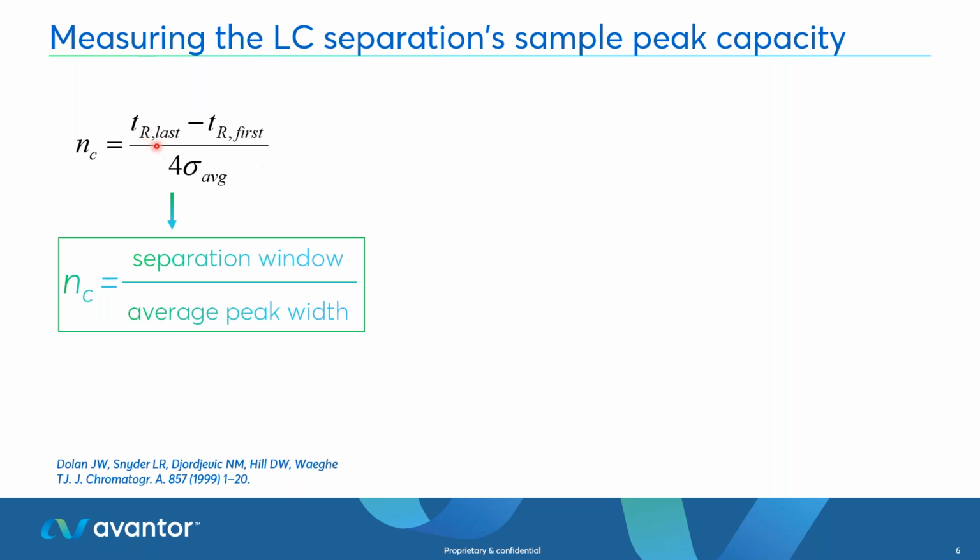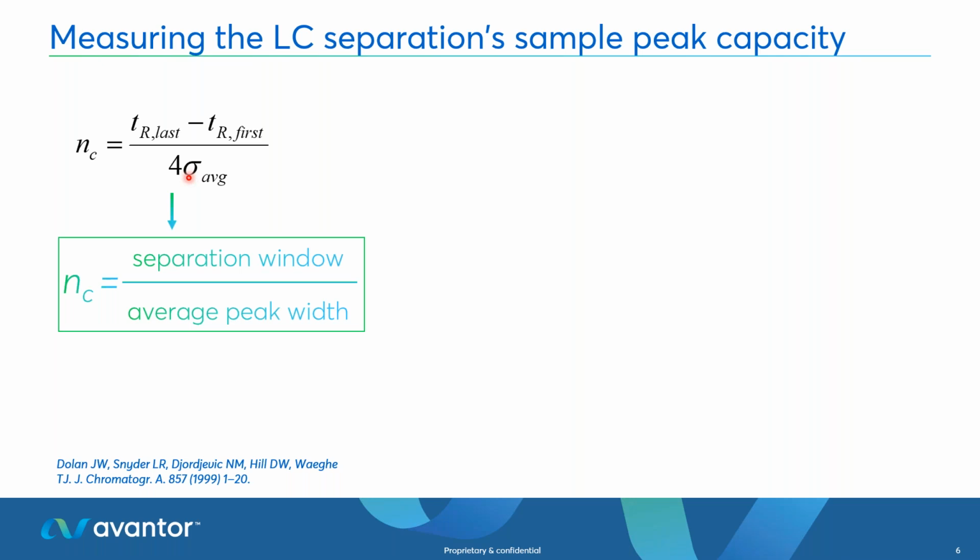We can use our chromatogram and simply take the retention time of the last solute of our sample, subtract the retention time of the first solute in our sample, and divide that by the average peak width. Here I've taken 4 sigma. Some scientists might take 1 standard deviation or 2 standard deviations.